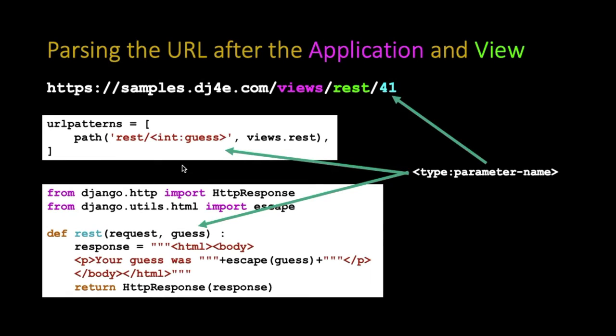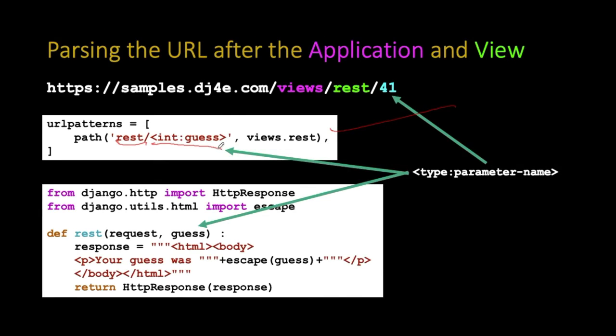So another of the views is where we're going to parse the parameter off of the URL itself. These URLs are a little prettier sometimes than the question mark keyword equals value. So let's take a look at this. The way you do this is in your URL patterns, you have a path, and instead of just having the path name, the view function name, you actually have this bracket, int colon bracket, guess bracket.